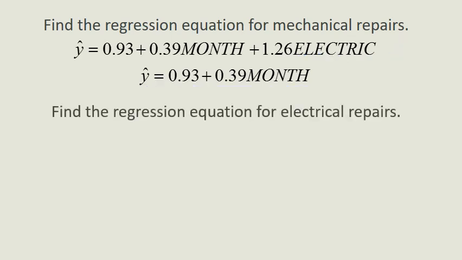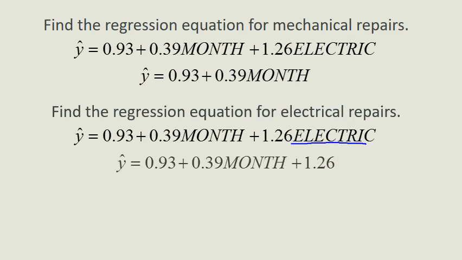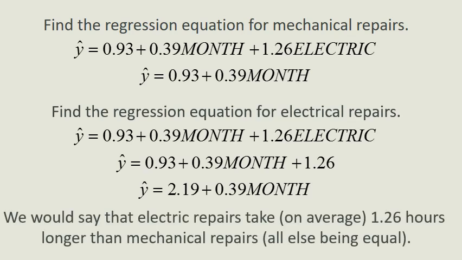Now let's find the equation for electrical repairs. This time the indicator variable is equal to 1. And the overall effect is that the slope coefficient of the indicator variable is added into the intercept. This effectively raises the line by 1.26. And we can interpret that by saying that electrical repairs are expected to take 1.26 more hours than mechanical repairs, all else being equal.